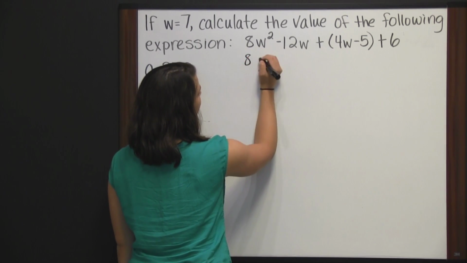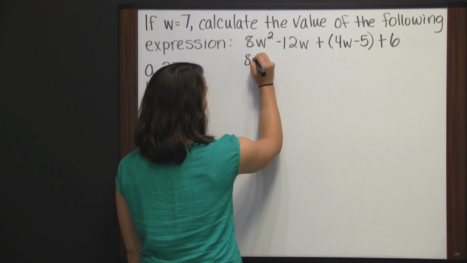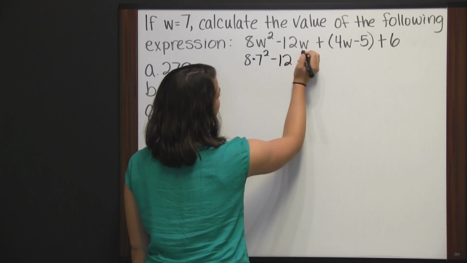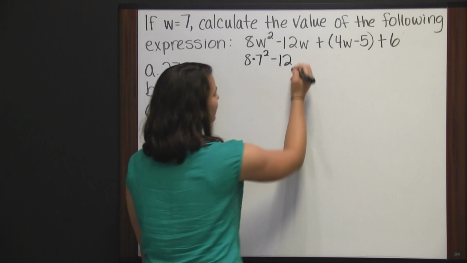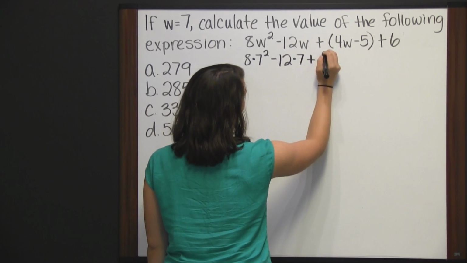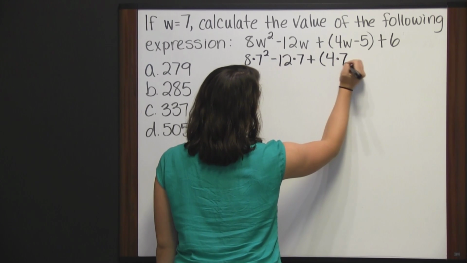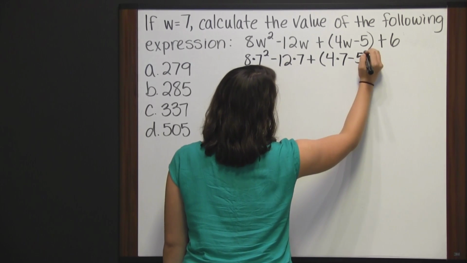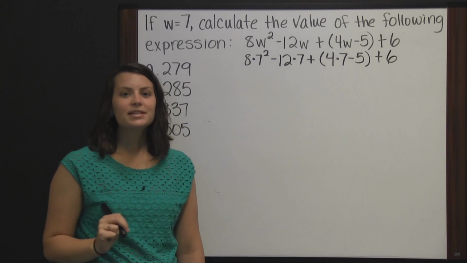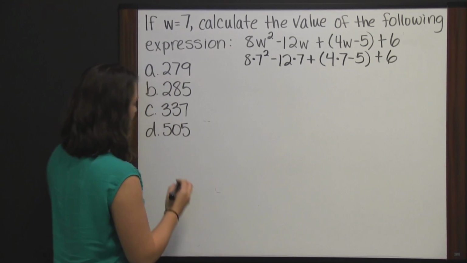So we start by bringing down the 8. We're going to replace W with 7, so it's 8 times 7 squared minus 12. Again, replace W with 7, so times 7 plus, bring down the parentheses, 4 times W, or times 7, minus 5, plus 6. In order to simplify this, we must follow the order of operations, or PEMDAS.